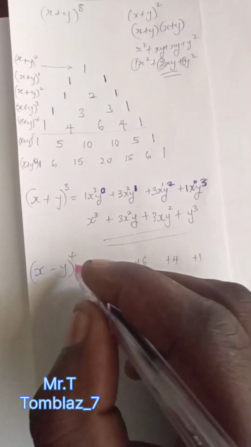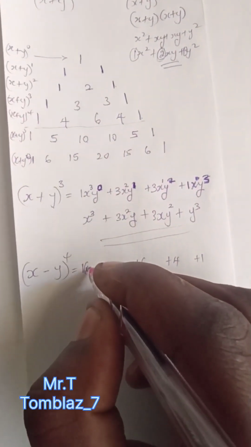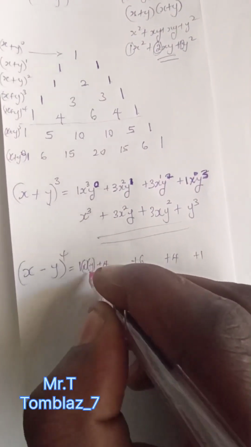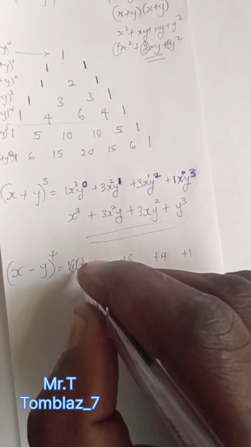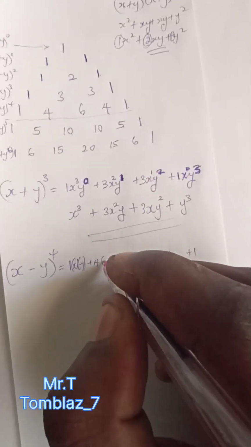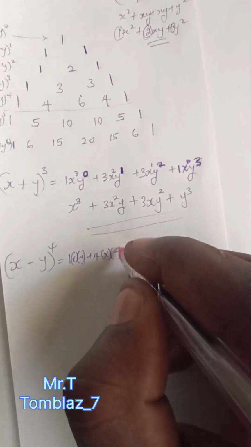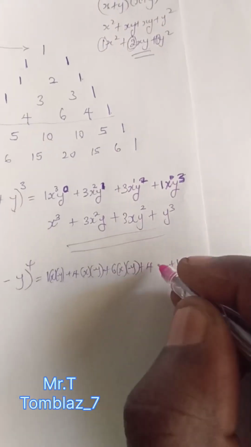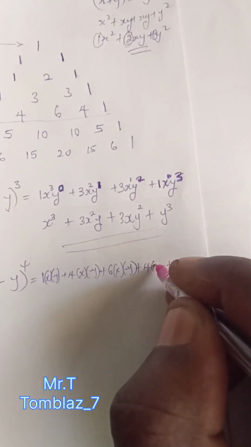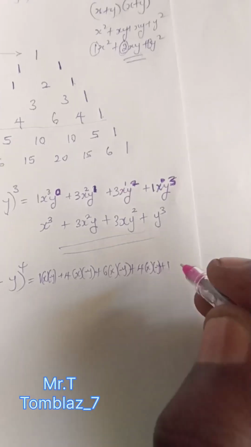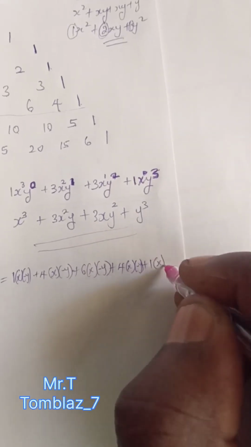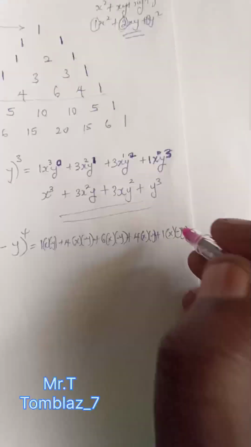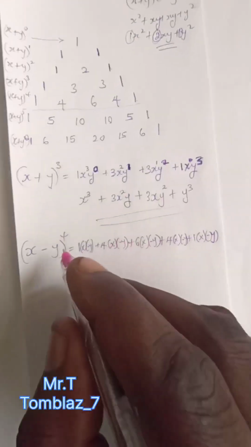Now for this place, we're going to be writing x and then minus y, because the y is negative, right? So we have here x and then minus y. Here too we have x and then minus y. Here we have x and then minus y. And here too we have x and then minus y. So this is raised to power 4.